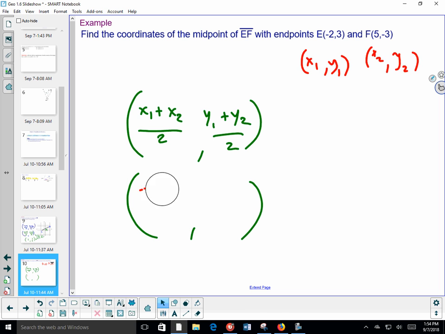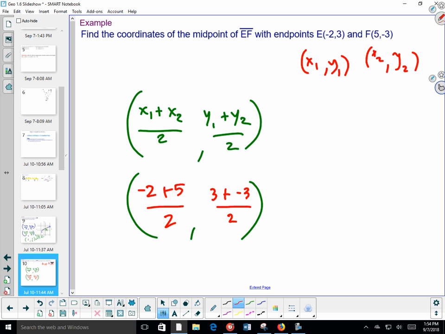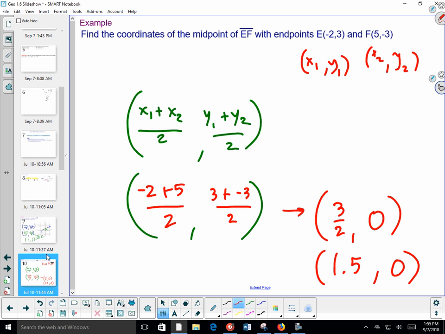Okay, so I'm going to say I want to add -2 plus 5 and divide that by 2. And help me out, Alex, what about the y? 3 plus a negative 3, so we always get into the habit of adding these two coordinates together. And when we simplify that, that turns out to be what, Carlina? 3 over 2 comma 0. Do people agree with that? Yeah. I mean, if you wanted to write it as 1.5 comma 0. As long as your answer is exact, I'm okay with that.